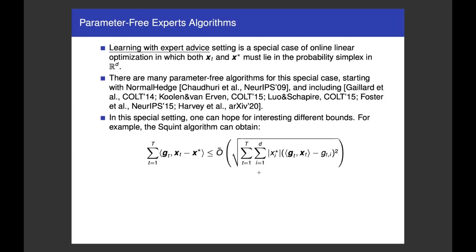So for example, one of these bounds you could get is the Squint algorithm, which obtains the following bound. Notice that it has the norm of x star, this unknown value, inside the bound, but it also has x_t, the predictions made by the algorithm.